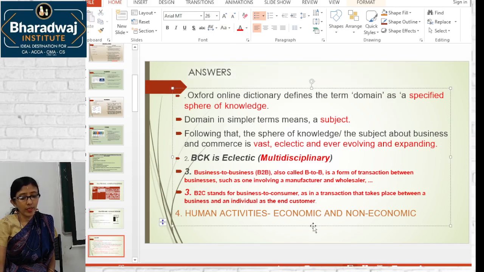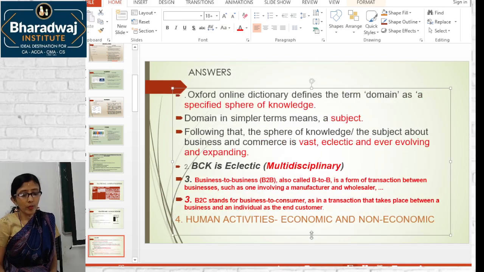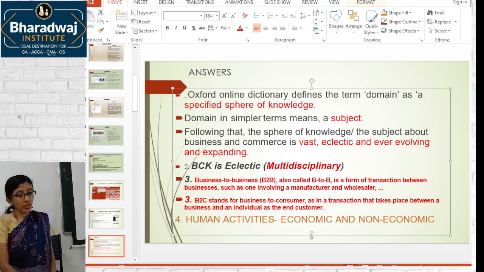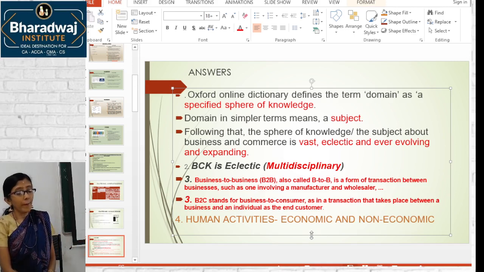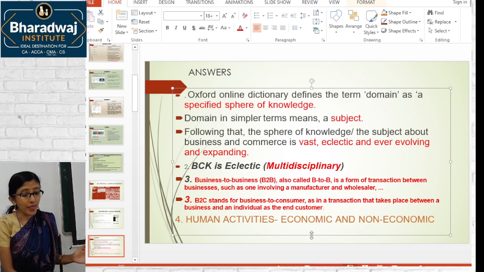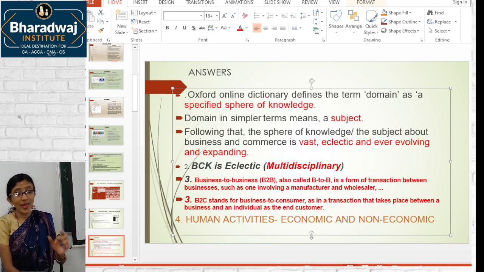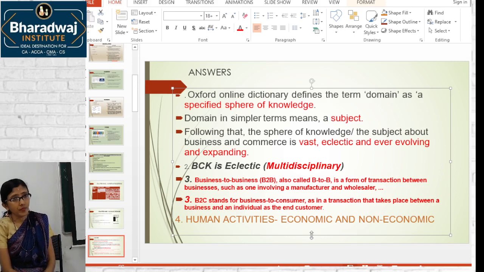Have you all taken down the meaning? B2B is a form of transaction between businesses, such as one involving a manufacturer and a wholesaler. It could also be a wholesaler and retailer. And B2C stands for business to consumer, as in a transaction that takes place between a business and an individual as an end customer. So that is the implication of it.